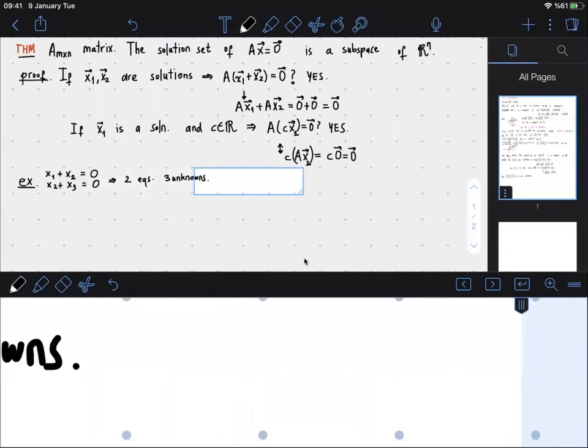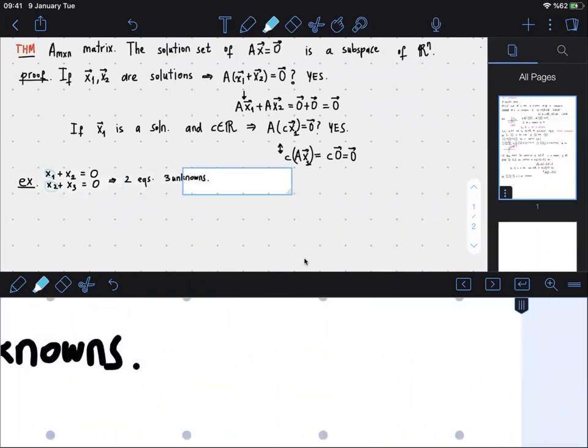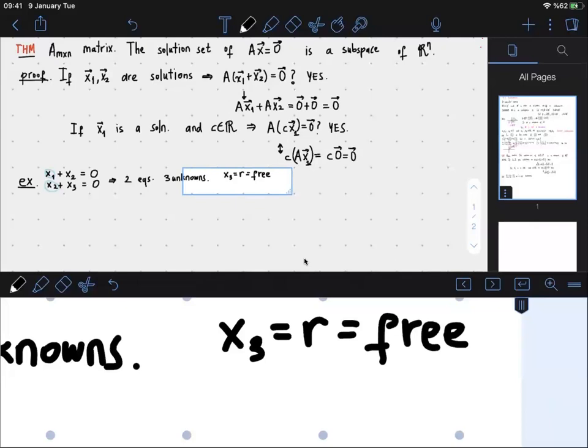So I can consider these two guys as leading ones, x1 and x2. So I can solve these in terms of x3, okay? So x3 is a free parameter here. Let's call this r, so this is free. Then what is x2? x2 is minus r, and what is x1? x1 is minus x2, which is r.